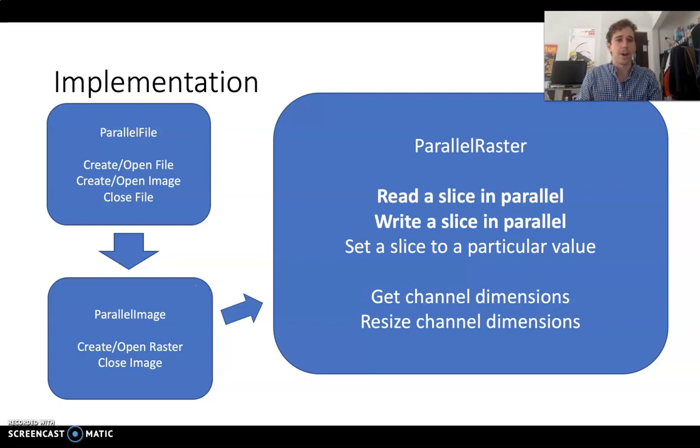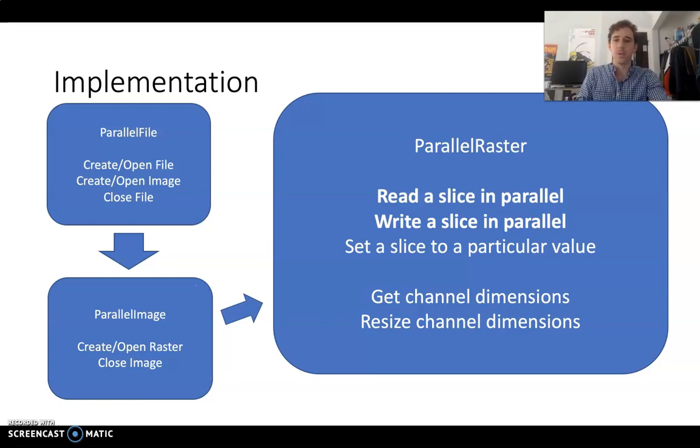This is the most important part, because with a raster you can read a slice and write a slice in parallel, and that's the primary focus of what I did, because pretty much any feature we've built on top of that just depends on reading and writing. And so all the features that we built for the original raster class can now be built on top of this parallel raster class pretty easily.